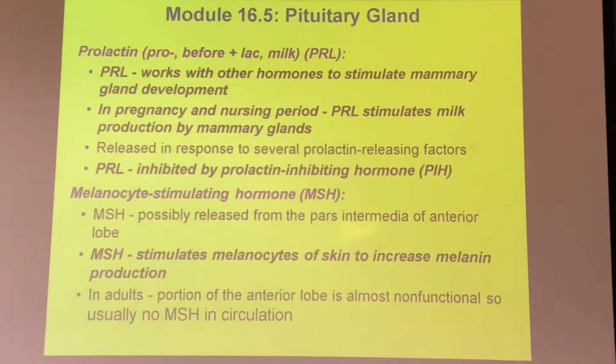Melanocyte stimulating hormone, it's called MSH. So these melanocytes, where are they found? You did the integumentary system, right? The integumentary system is the skin, right? So melanocytes are in the skin, so they stimulate the melanocytes of the skin to increase melanin production.